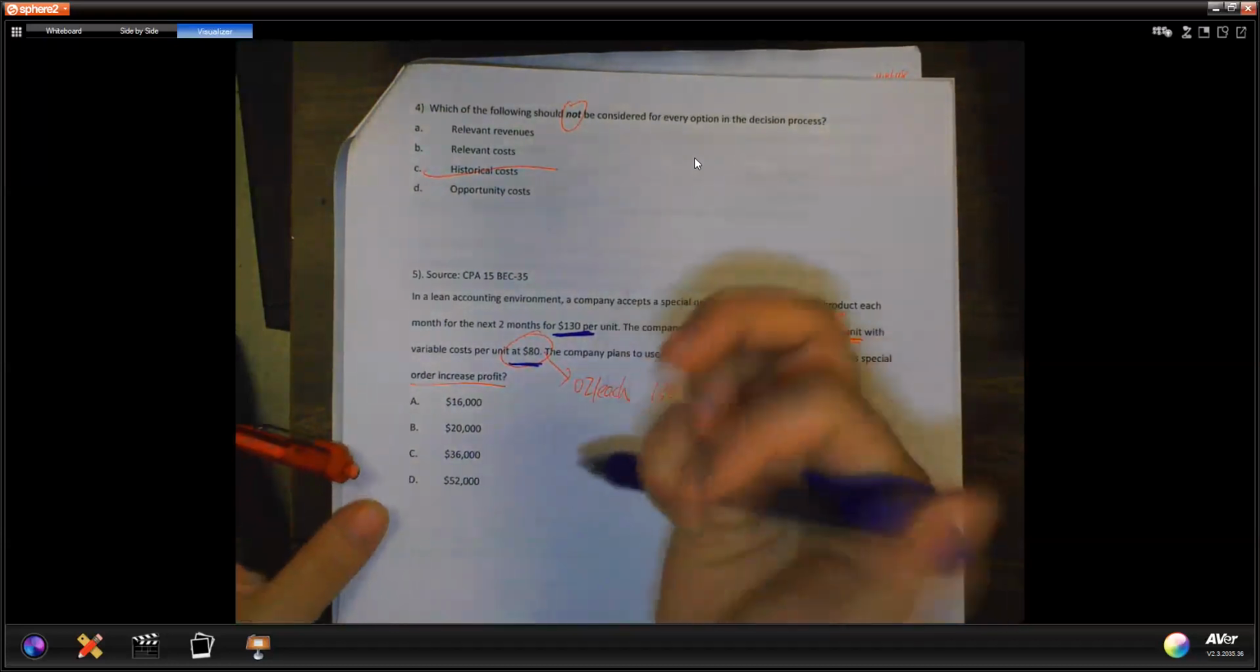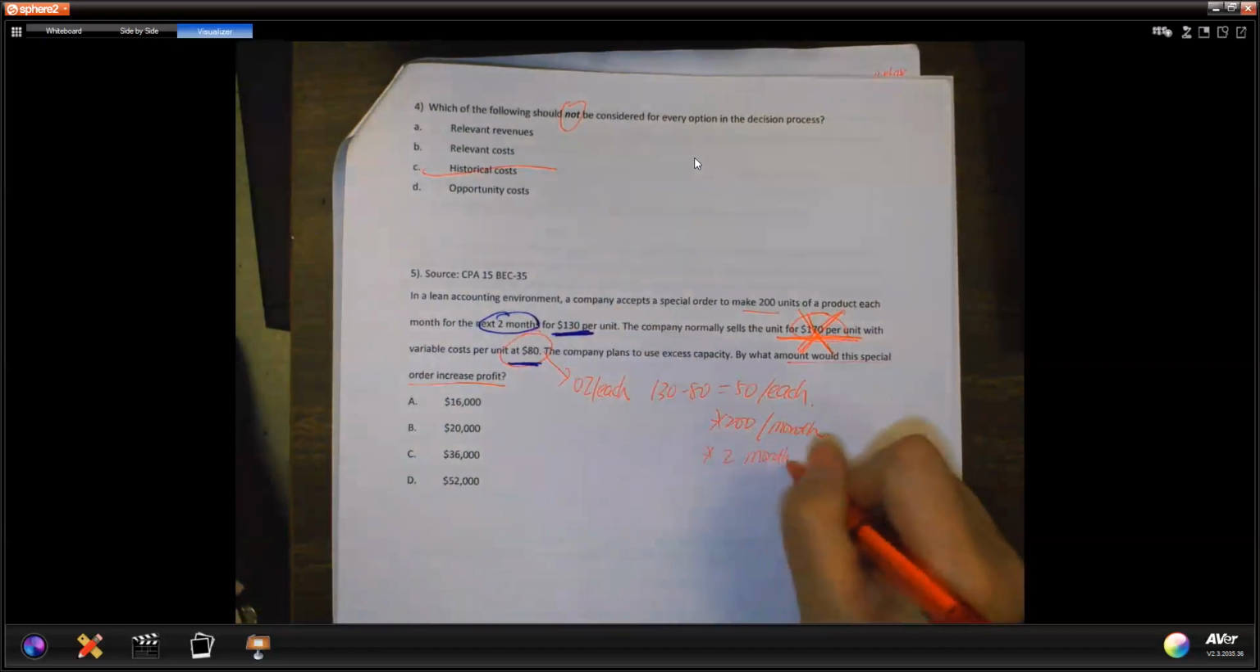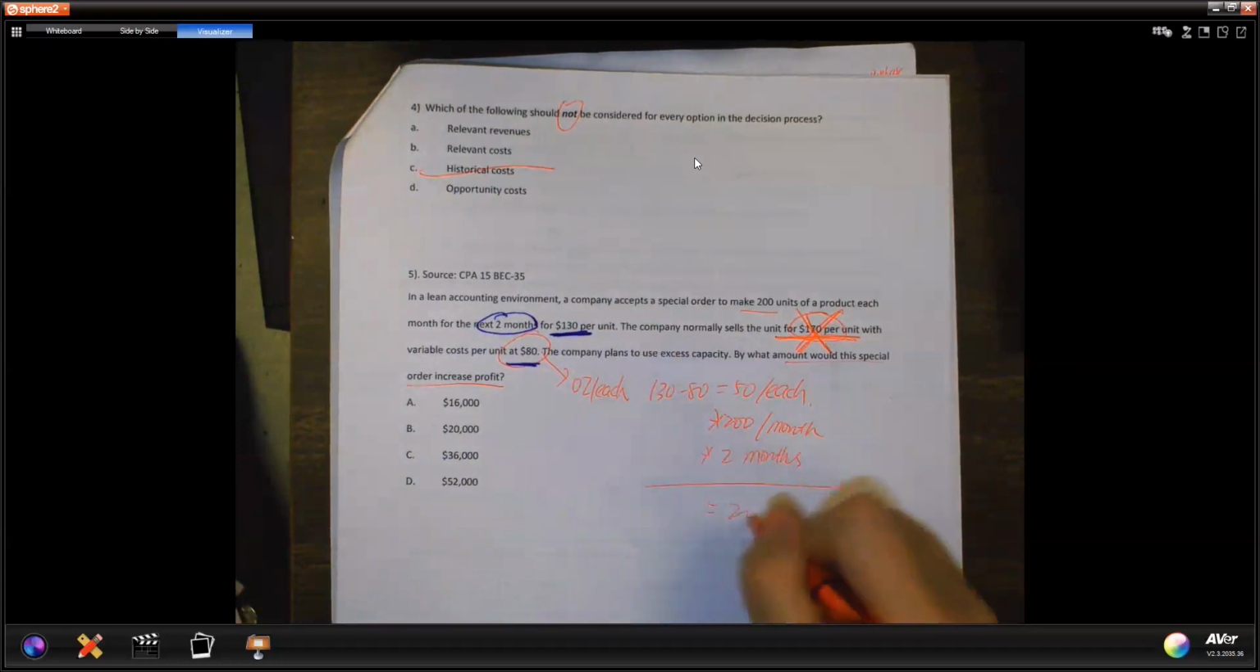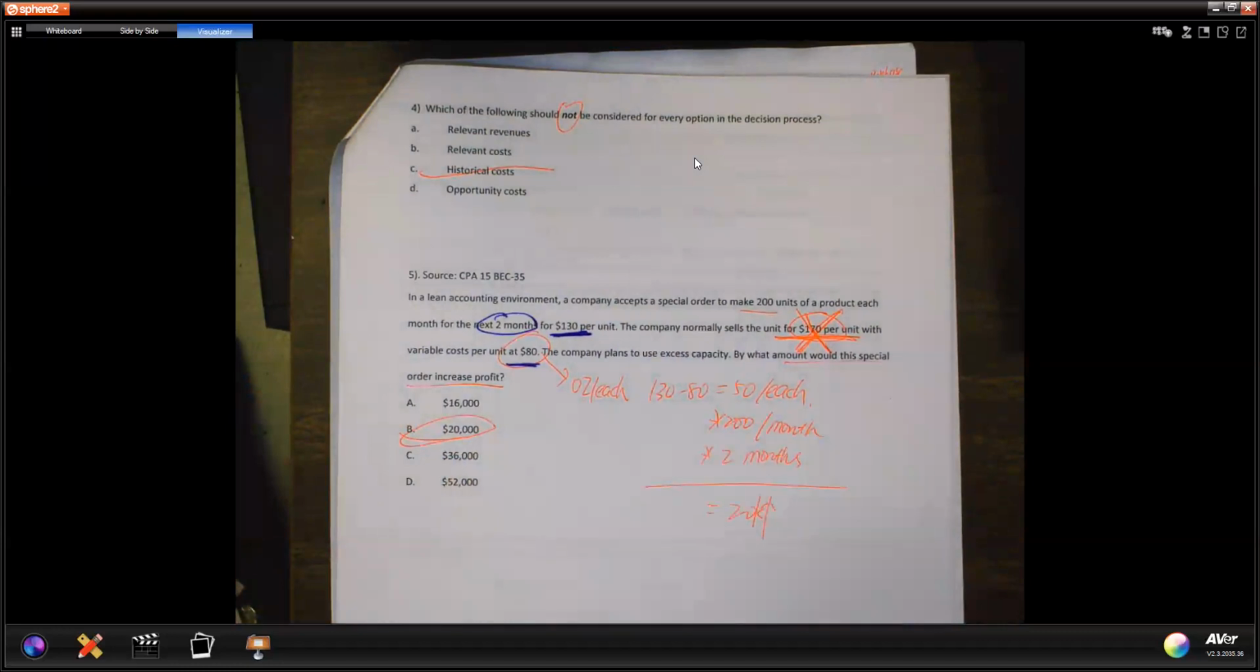So am I done? Why don't I get a number of 10,000? Because they said that you have to do it for the next 2 months. Be really careful, right? So we have to multiply by 2 months. If you do all this, you will find out your operating income will be increased by 20,000 if you take the order. So basically it's your relevant revenue minus your relevant cost.